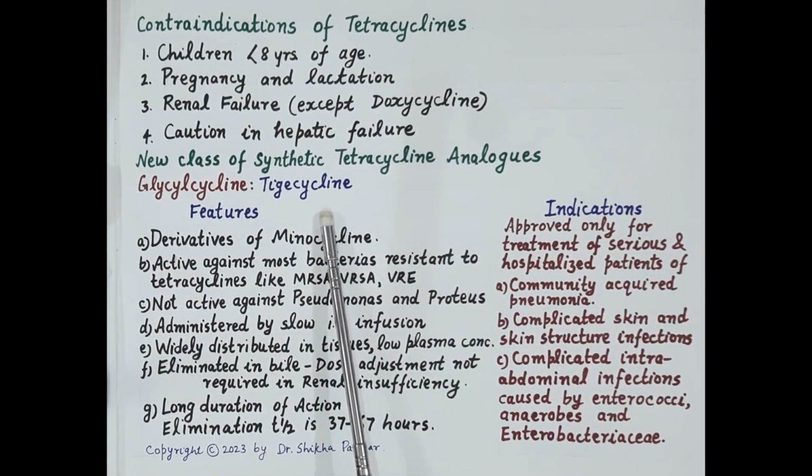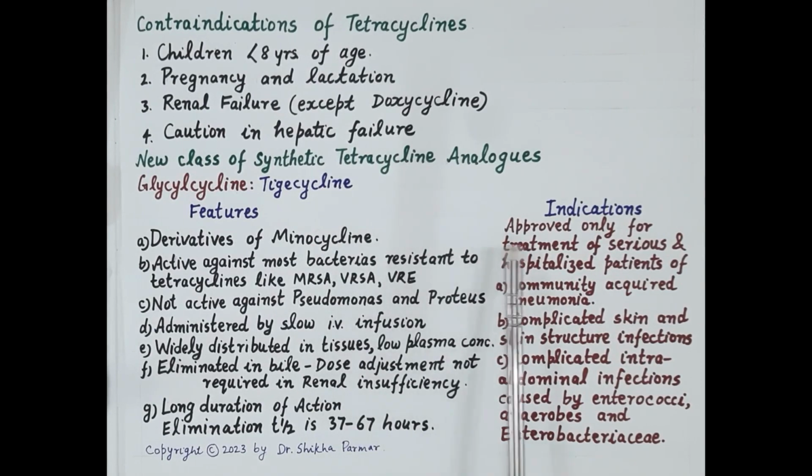Now, since antibacterial spectrum of tigecycline is broader than tetracyclines and its toxicity is also high, tigecycline is approved only for treatment of serious and complicated infections in hospitalized patients. It is used in the treatment of community acquired pneumonia, then treatment of complicated skin and skin structure infections, then treatment of complicated intra-abdominal infections caused by enterococci, anaerobes and enterobacteriaceae.